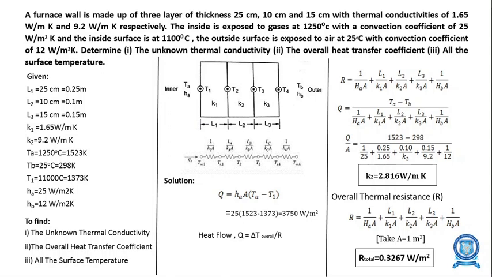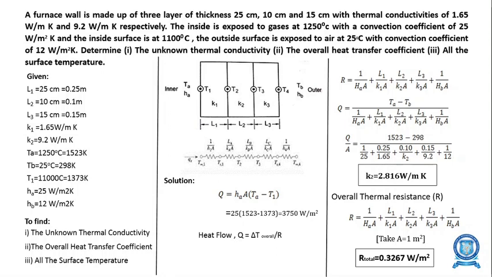It is shown that 5 resistances are included in this problem. That is, the resistance offered by convection at the inside, the resistance offered in layer 1, the resistance offered in layer 2, considered as R2, and in layer 3, the resistance offered is R3, and the resistance offered by convection outside the surface is RB. Therefore, for convection, the resistance values are RA and RB. For conduction, the resistance values are R1, R2 and R3.